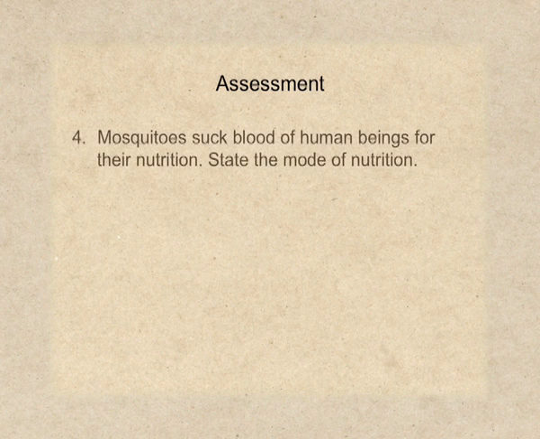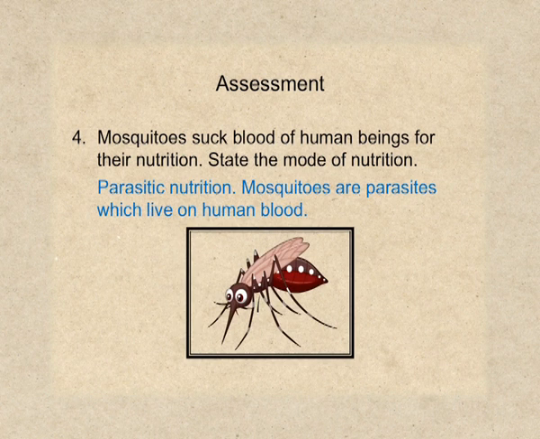Fourth question is, mosquitoes suck blood of human beings for their nutrition. State the mode of nutrition. Mosquitoes are parasites. They live on human blood. Hence, it is a parasitic nutrition.